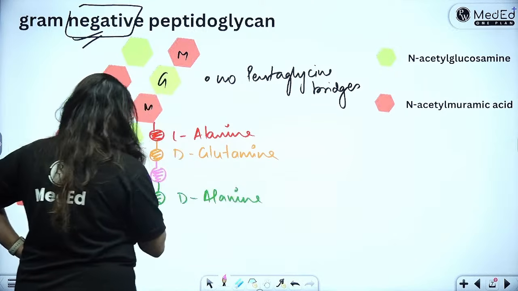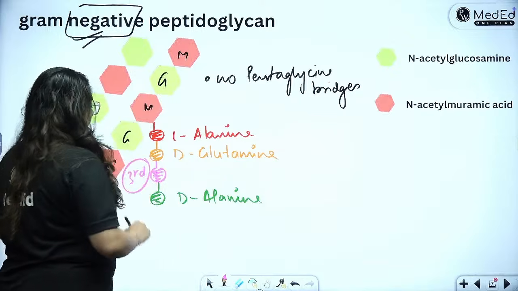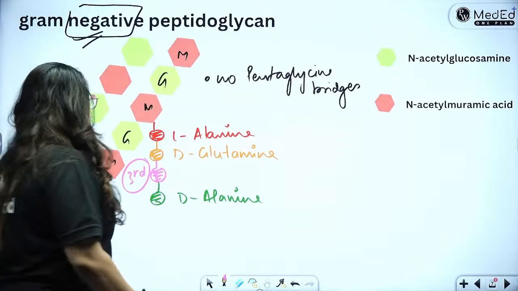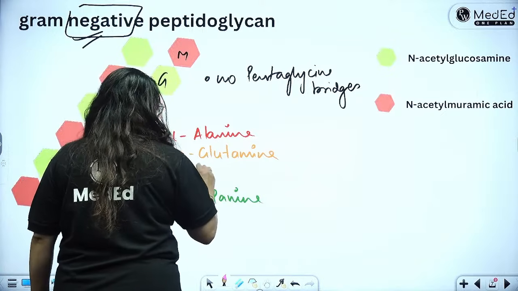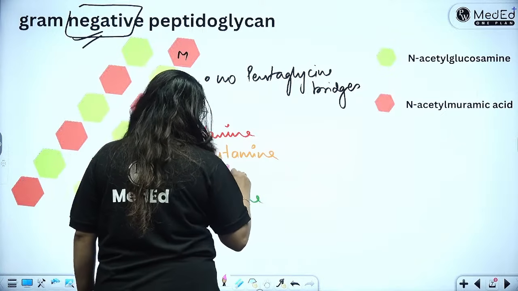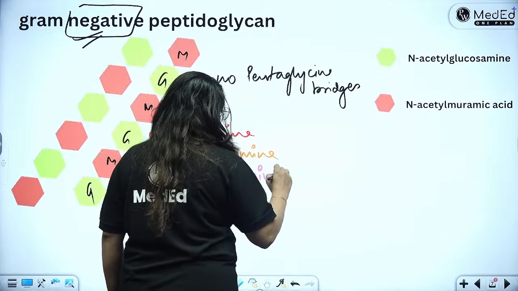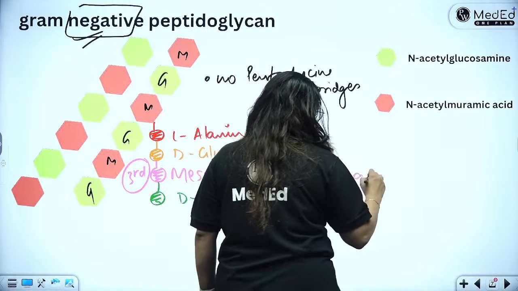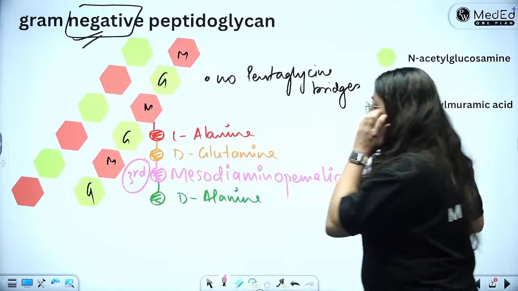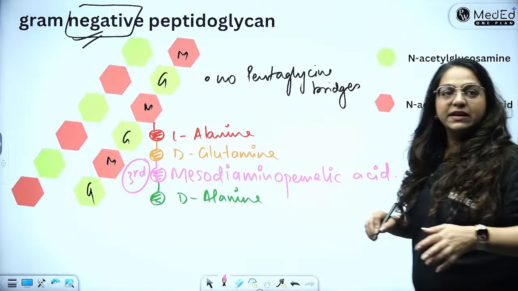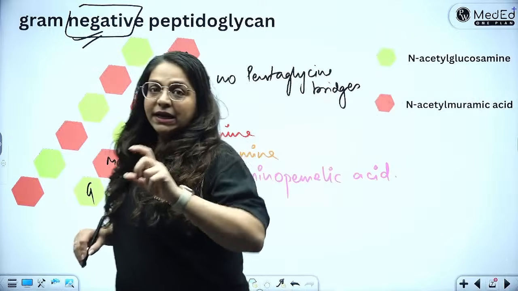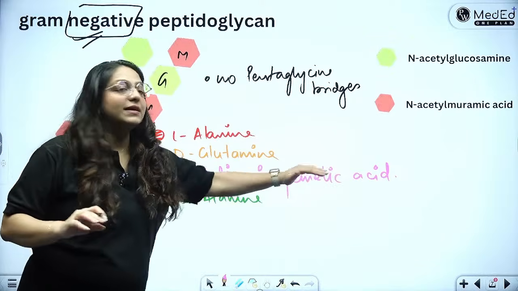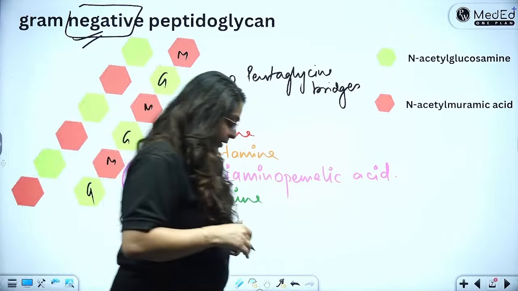The third amino acid of the tetrapeptide side chain is what is different in the gram negative. What is the name of this? The name is meso-diamino pimelic acid. Pimelic acid. So if I ask you what is the difference between gram positive and gram negative peptidoglycan, in gram negative there are no pentaglycine bridges, and the third amino acid is different, which is the meso-diamino pimelic acid.